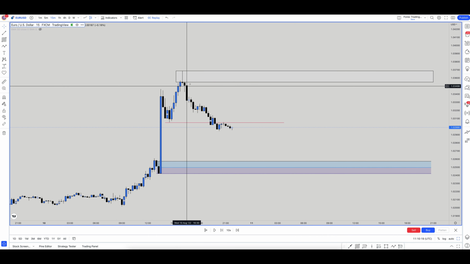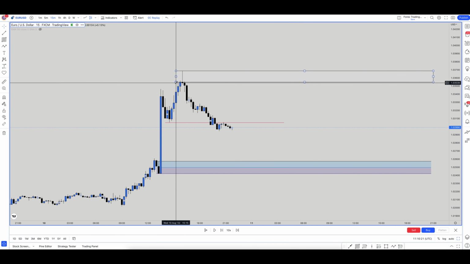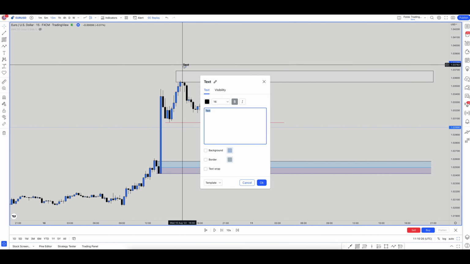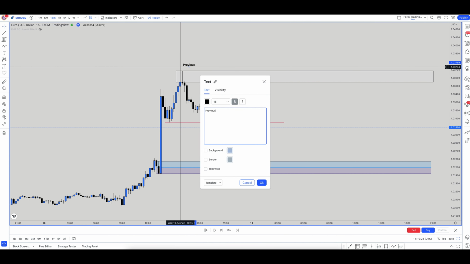So what I want to be doing is saying, knowing that this is the previous daily high, let's get that on, previous daily high.